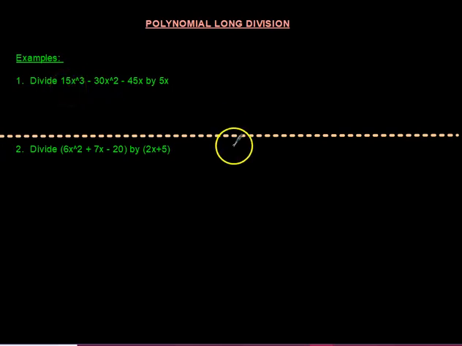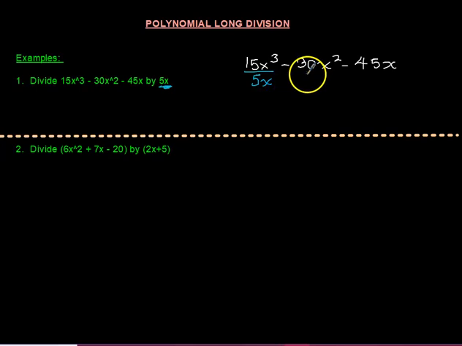So if you look at number one, when I'm dividing this dividend by this divisor, it's just 5x. Since there's no plus or minus, no extra terms, all I have to do here is take the divisor and divide each one of these terms, which are separated by plus and minus signs, by the divisor 5x. So each one of these will be divided by 5x for my answer.